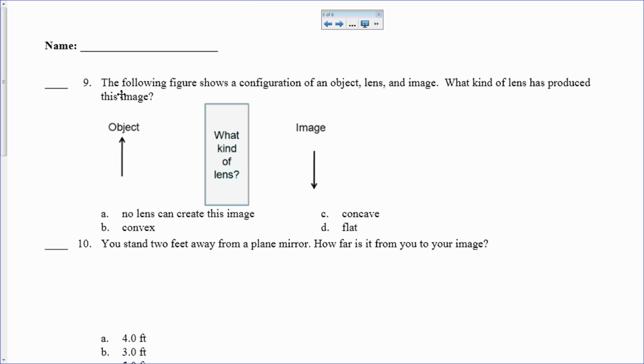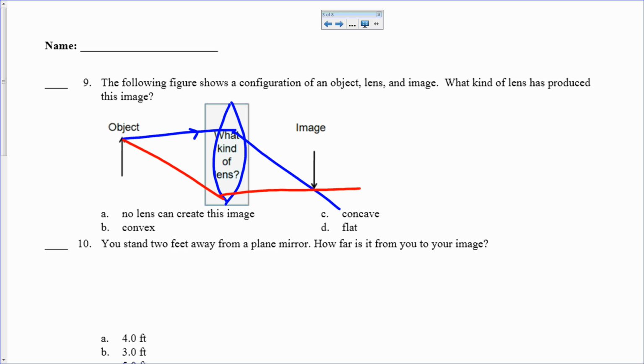This figure shows the configuration of an object, lens and an image. What kind of lens has produced this image? The lens that produced this has to be a convex lens. If I draw my rays, it looks like this: parallel to the axis, through the focal point, parallel to the axis. All right, so that is a convex lens, B.